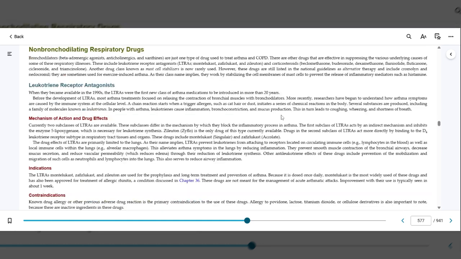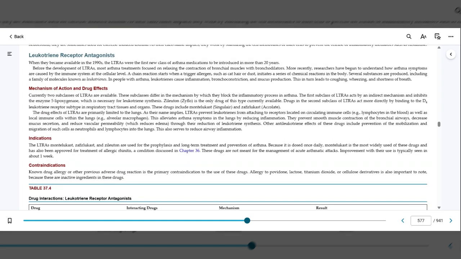My next group are my non-bronchodilating respiratory drugs. They work more to decrease some of the asthmatic symptoms by reducing inflammation, and they can also prevent some of the smooth muscle contraction of the bronchial airways, although they don't necessarily cause dilation. They do decrease some mucus secretion, which is going to help with being able to breathe.